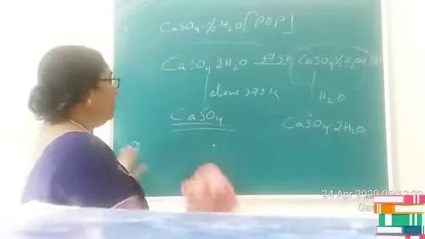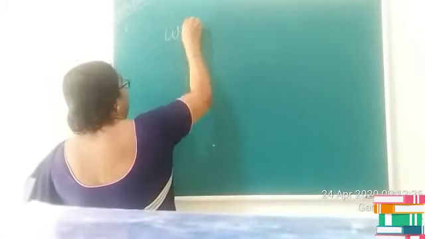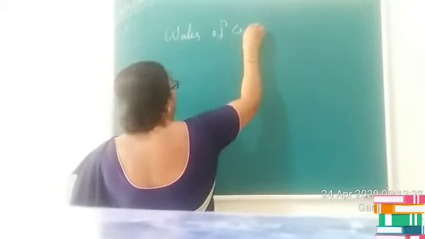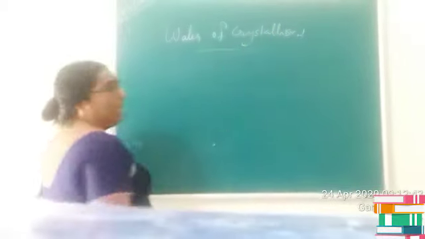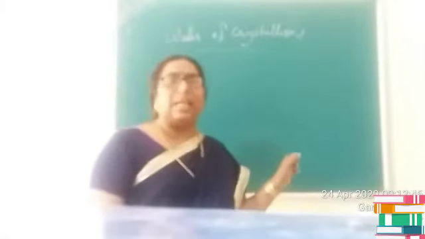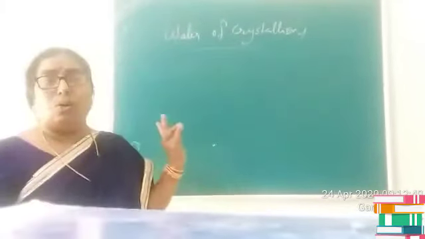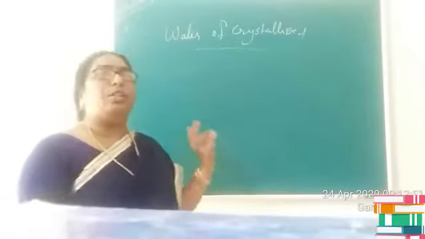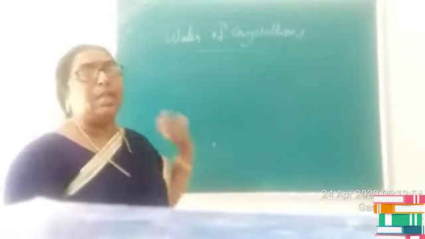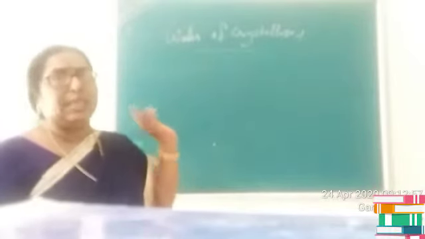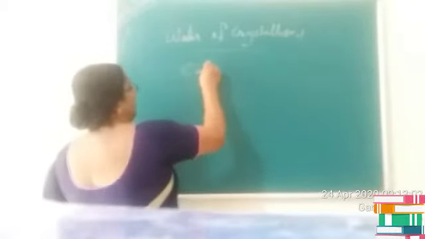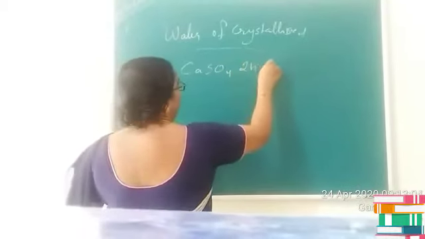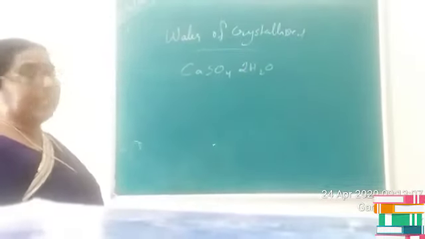Now that is about the salts. Now let us study about water of crystallization. Water of crystallization means the water molecules which are attached loosely to certain compounds and are responsible for some of their physical properties. For example, you can consider gypsum. In gypsum, you can see the presence of two water molecules, the water of crystallization.